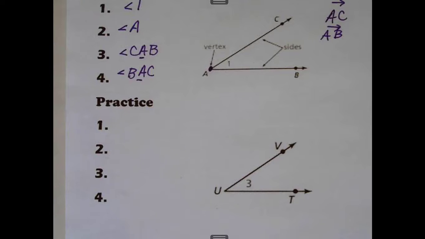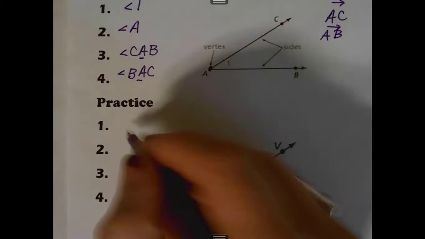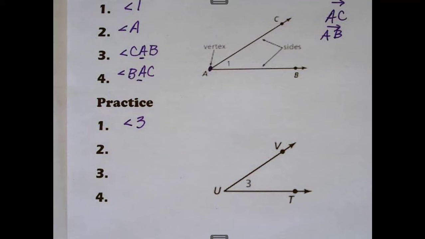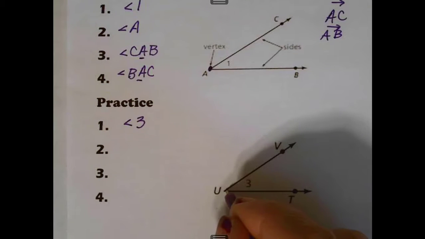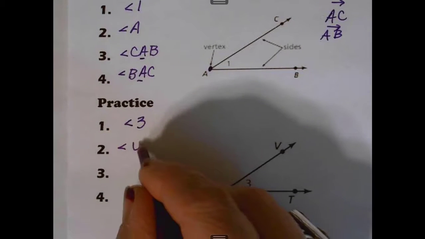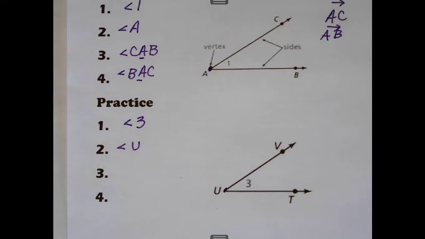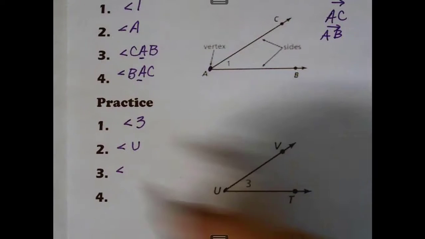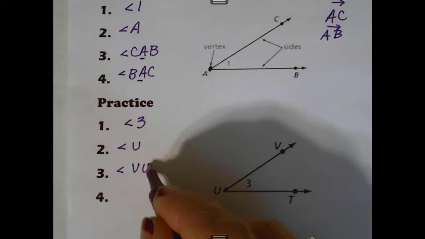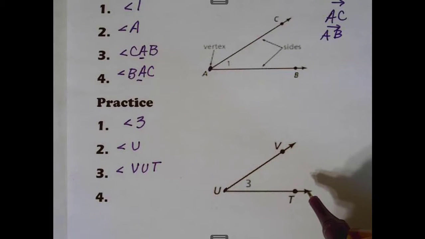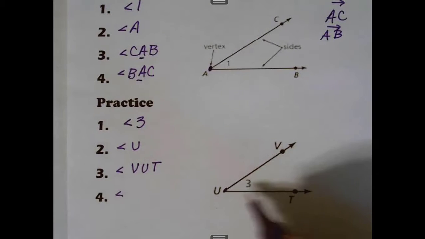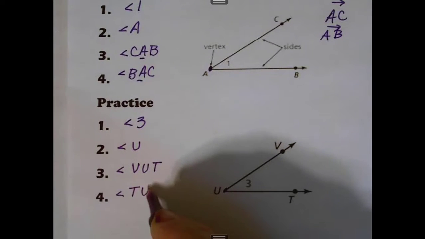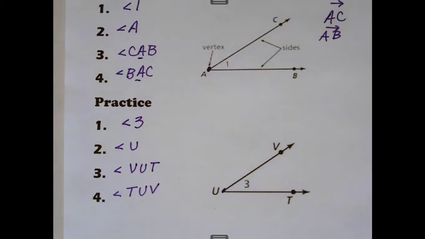Well, one of the names that we can use for this angle is angle 3. We can also use the vertex, angle U. And then we can name it with the 3 points, just making sure U is in the middle. We can name it angle VUT. And then we can do the reverse, angle TUV. All right, how did you do? Hopefully it's not too bad.